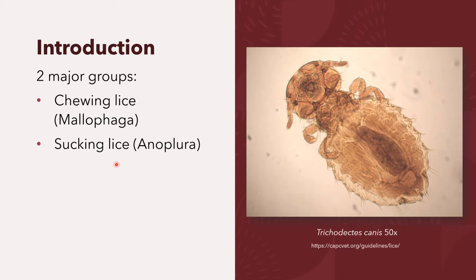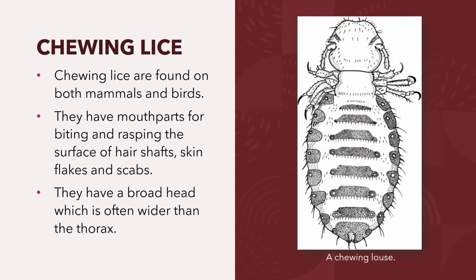as the sucking lice. The chewing lice, or the Mallophaga, are found on both mammals and birds. From the name itself, they have mouth parts for biting and rasping the surface of the hair shafts, the skin flakes, and the scabs. They have a broad head, which is often wider than the thorax. This diagram here is an example of a chewing louse because they are mainly differentiated by their head, by a broad head that is wider than the thorax.